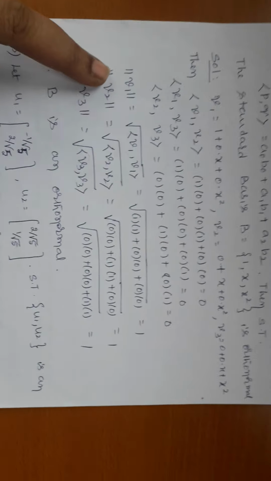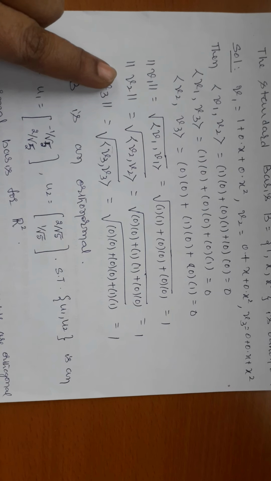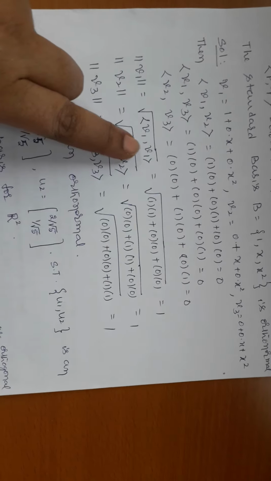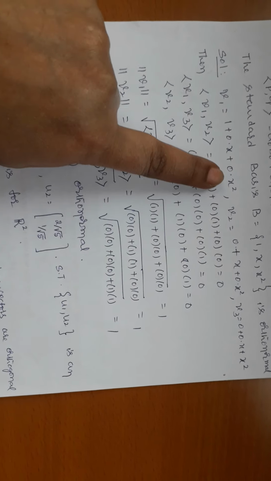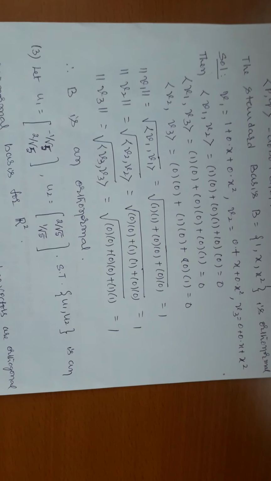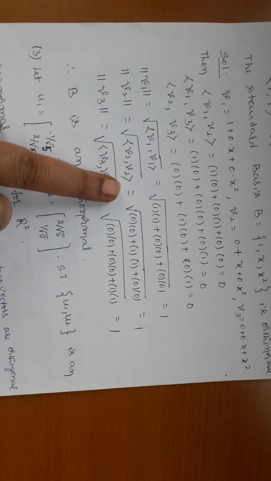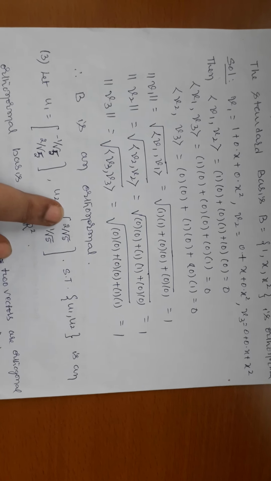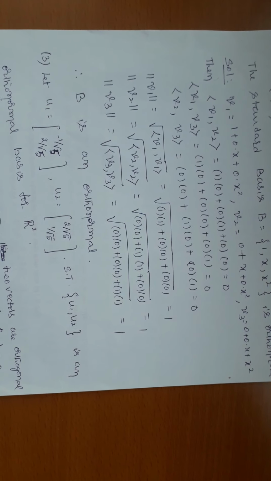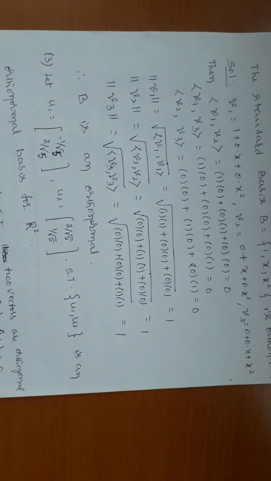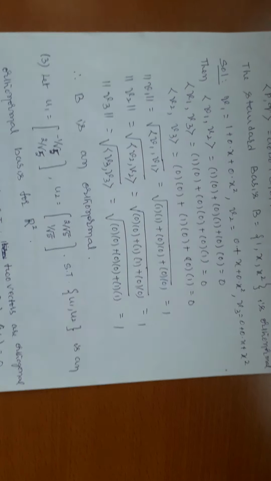Find the length of each vector. The norm of v1 is the root of the inner product of v1 with v1, which is nothing but the root of 1 square plus 0 square plus 0 square, which is 1. The norm of v2 means the root of the inner product of v2, v2, which is 0 square plus 1 square plus 0 square, and we get 1. Similarly, for v3 we also get 1. Therefore, B is an orthonormal set, and therefore it's an orthonormal basis for the inner product space P3 of x.